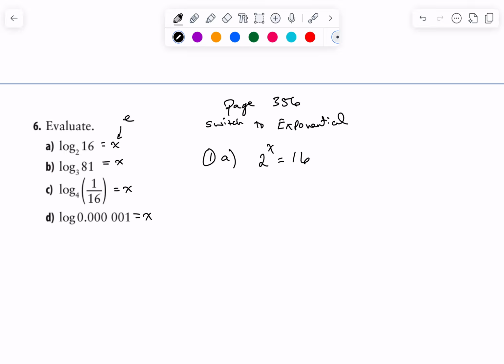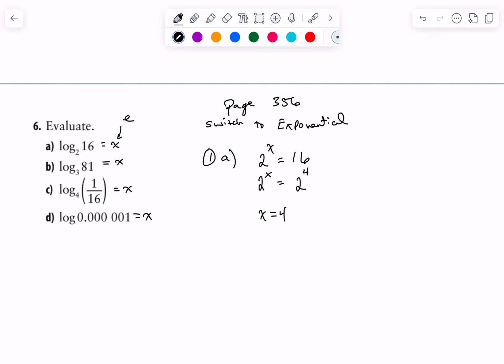You could do that, or you could apply some of the exponential work that I would have used in grade 11, where I make the bases match. 2 to the what gives me 16? 2 squared would be 4, 2 cubed would be 8, and 2 to the 4 would give me 16. Once the bases match, we can drop the 2's, and you're going to get x is equal to 4.